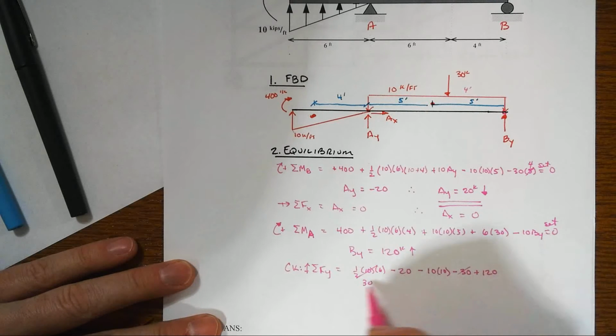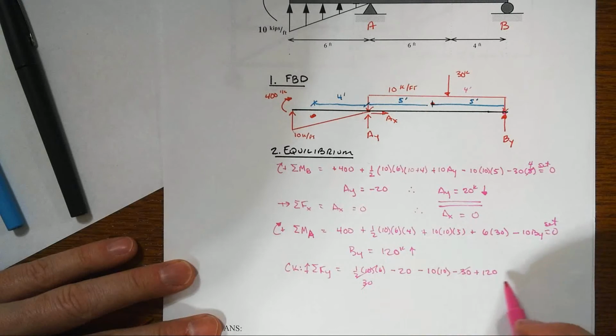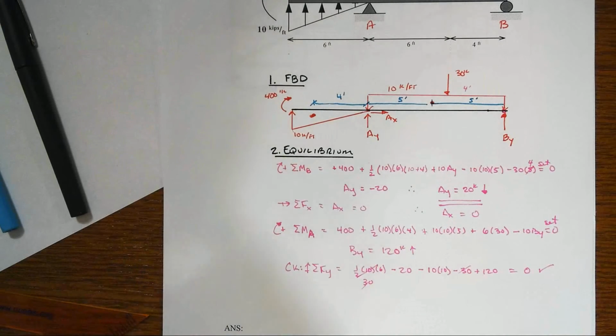Right, so the 30s cancel out. I have a minus 120 here, plus 120. That equals 0. That's what it's supposed to. And we have done that math correctly.